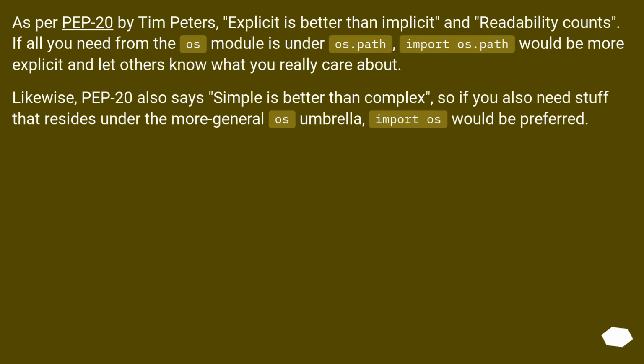As per PEP 20 by Tim Peters, explicit is better than implicit and readability counts. If all you need from the os module is under os.path, import os.path would be more explicit and let others know what you really care about. Likewise, PEP 20 also says simple is better than complex, so if you also need stuff that resides under the more general os umbrella, import os would be preferred.